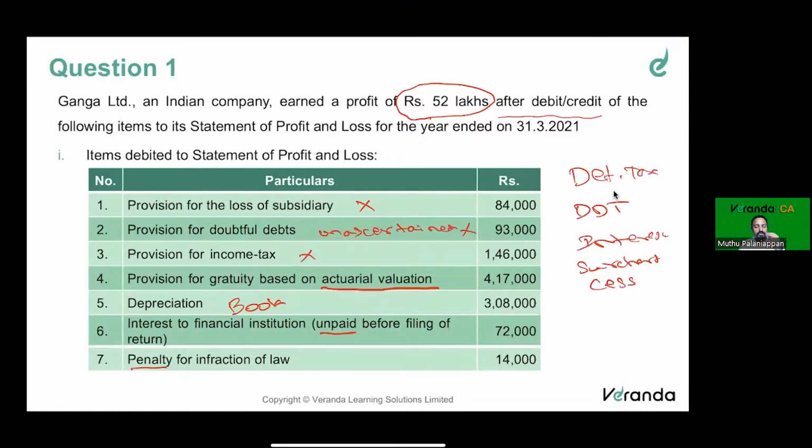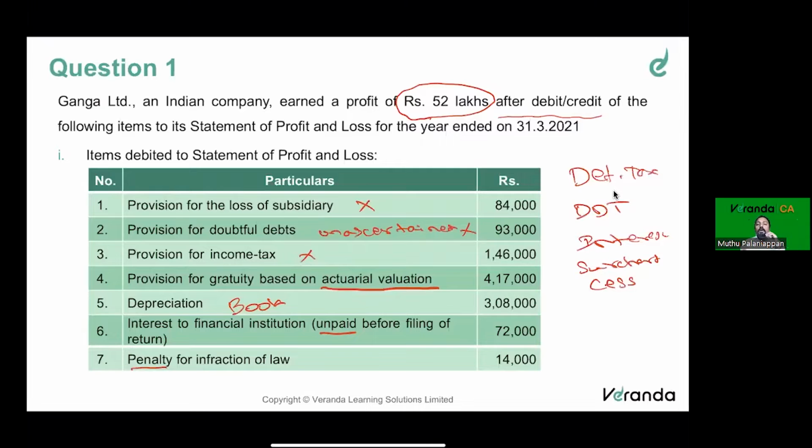So there are various judicial rulings which say if it is based out of an actual valuation, it is an ascertained liability. It is not an unascertained liability. So provision for gratuity through an actual valuation is an ascertained liability. Hence, what should be done? If it is an ascertained liability, nothing needs to be done. It is allowed to be debited. It is allowed as an expenditure. So we are not doing anything with respect to this. We are just leaving it as it is.